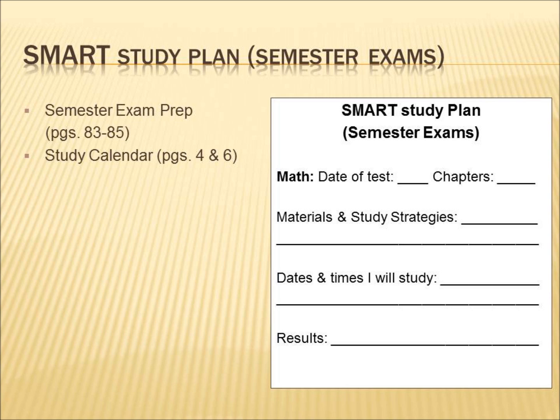The calendars can be found on pages 4 and 6 in the front of the book. They are also downloadable through QR codes or off the website. In the weeks before the exam, be sure to check their calendars and their Smart Study Plan page for exams and make sure they have a written plan for their exams.